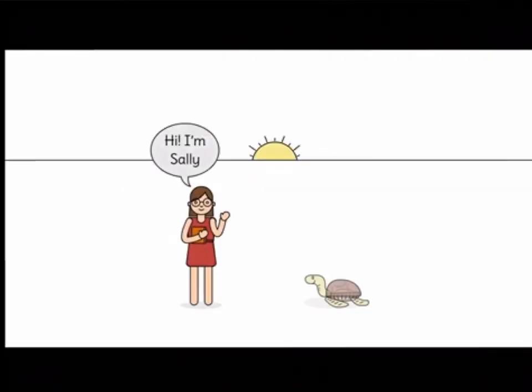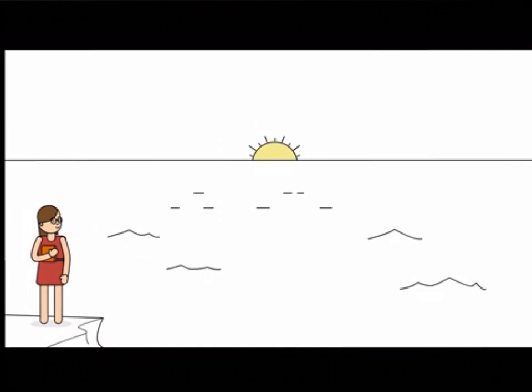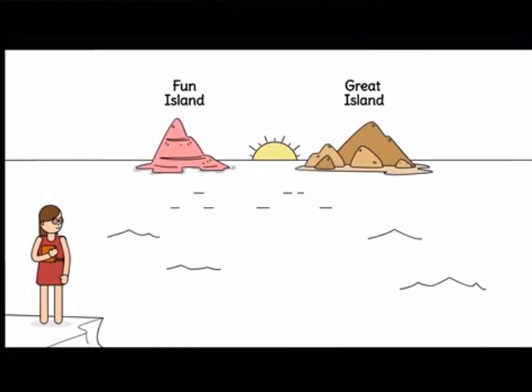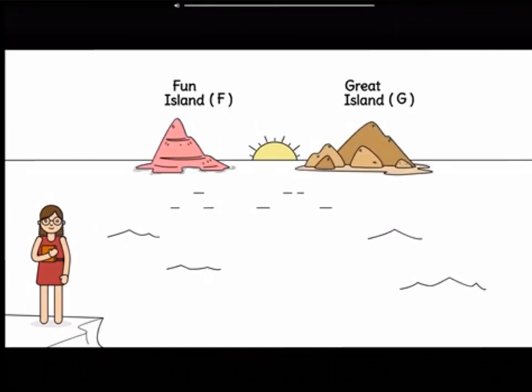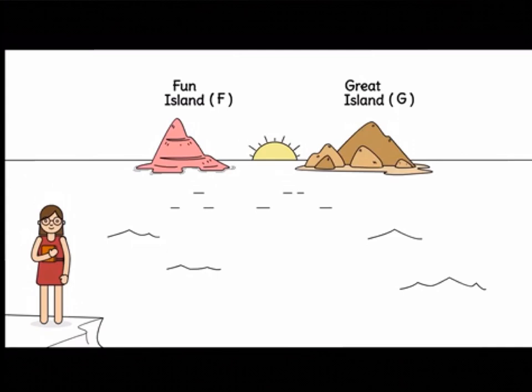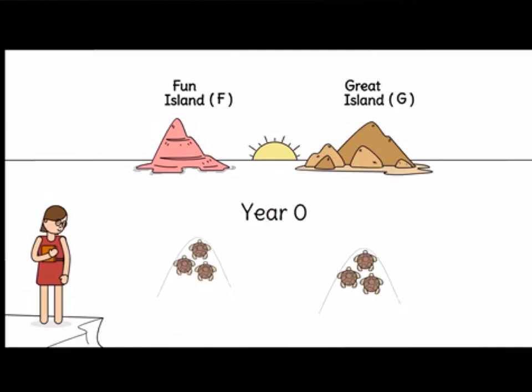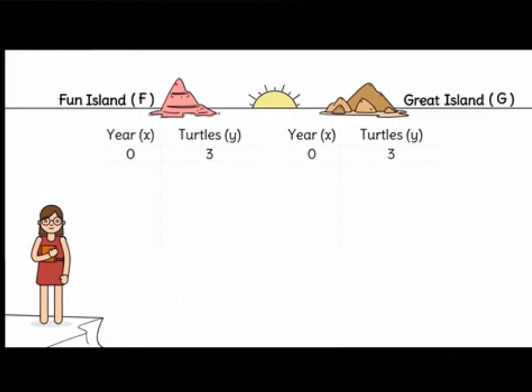Sally the scientist is tracking turtles that are colonizing the many islands of the Florida Keys. These two islands, Fun Island and Great Island, Sally calls them F and G for short, have no turtles. One year, let's call it turtle year 0, 3 turtles manage to swim to each of the 2 islands. She returns in 1 year to see how the populations have grown.